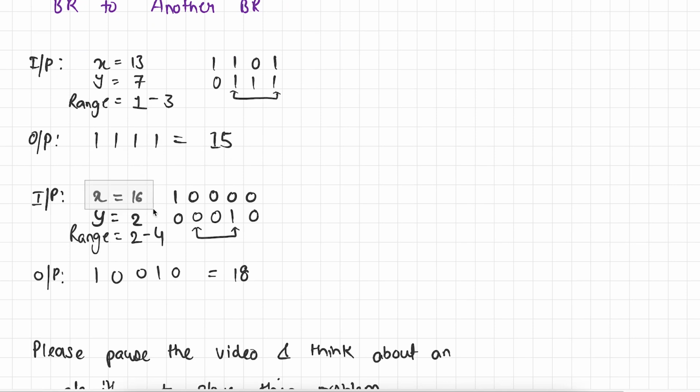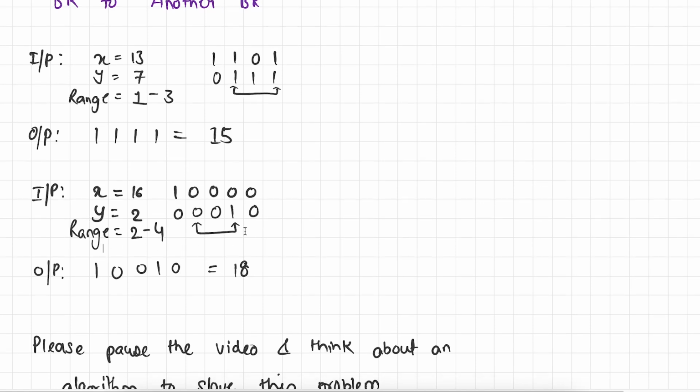Here x is equal to 16, the binary representation of 16 is 10000, y is 2, the binary representation of number 2 is 00010. The range is given as 2 to 4. So we have to copy all the set bits from position 2 to 4 from number y to x. And you can see clearly that only one bit is set in range 2 to 4. So we just have to copy this bit to this position of number x.